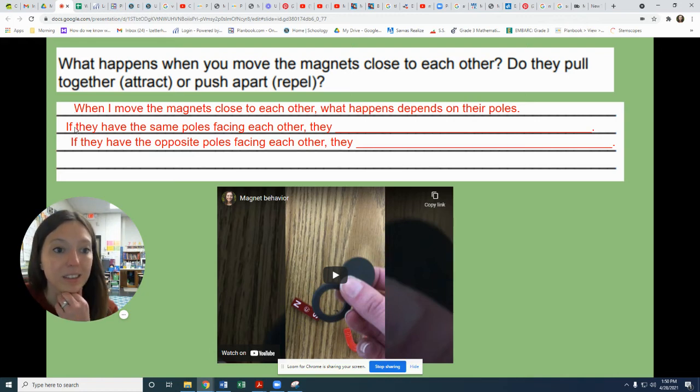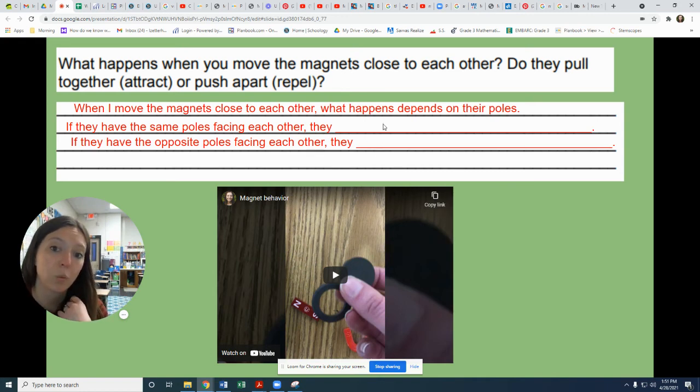All right, so we're on sentence 2. If they have the same poles facing each other, so that means like the south and the south, they what? If you're not sure, go back in the video and look at a time where there was the south pole facing the south pole, or there was the North Pole with the North Pole. What was happening? Describe it on that line. Then, if they have the opposite poles facing each other, like north and south, they do what?